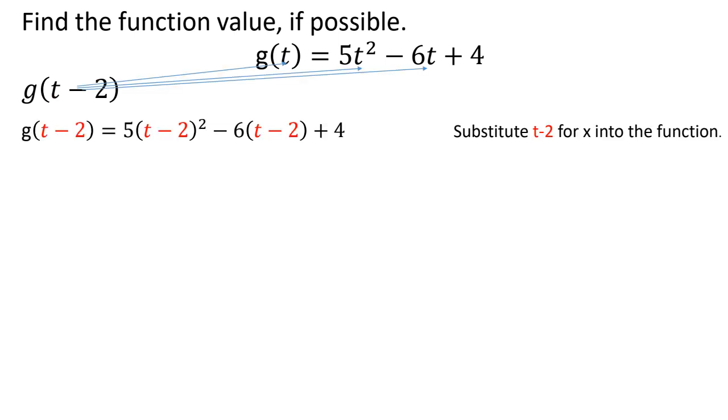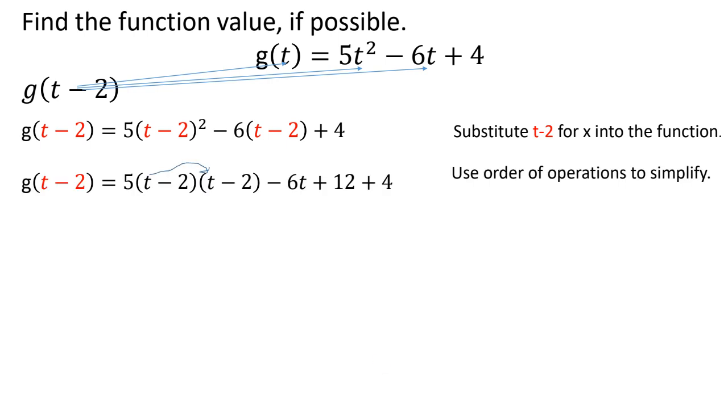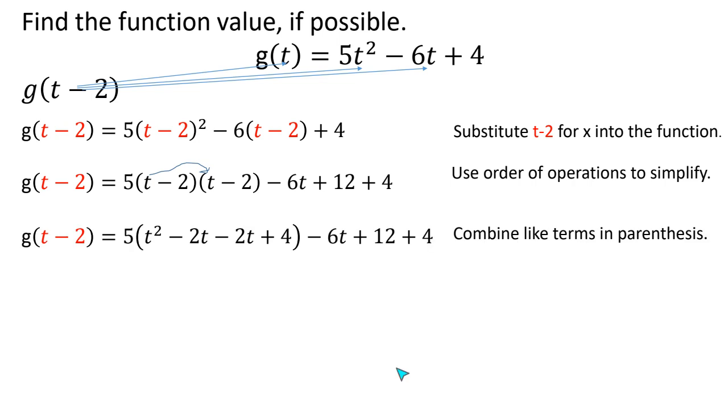And let's do one more. So here we do the same, plug in the t minus 2 for every t that we see. And if we simplify here, we get t minus 2 squared is the same as t minus 2 times t minus 2. And then I'm going to multiply negative 6 times t. Negative 6 times negative 2 is 12. And then we have plus 4. So in this parentheses, I'm going to multiply t times t. So we get t squared, and then t times negative 2 is negative 2t. Negative 2 times t is negative 2t. And negative 2 times negative 2 is positive 4.